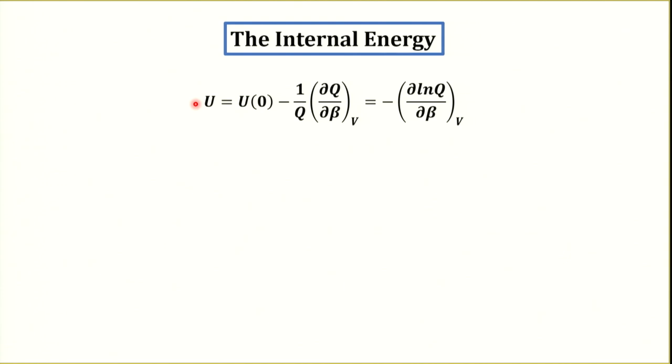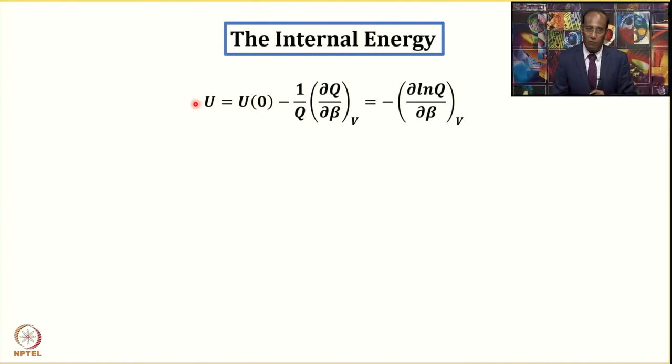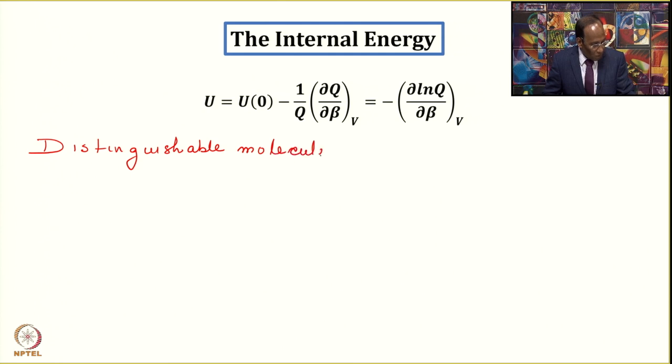We have discussed that the internal energy in terms of the canonical partition function is given by U minus U0 equal to minus 1 over Q, del Q by del beta at constant volume. Let me see what form it takes, let's say I talk first about distinguishable molecules. Distinguishable molecules means Q is equal to q raised to the power N. This is the formula that we need to use. Let us apply: U minus U0 is equal to minus 1 over q raised to the power N, into del q raised to the power N over del beta at constant volume.